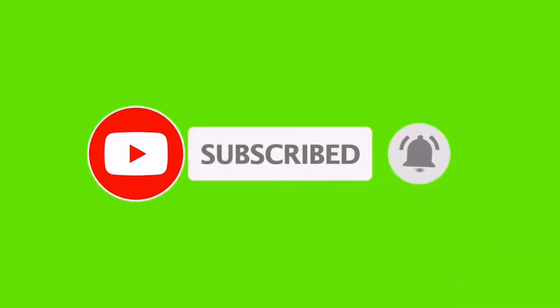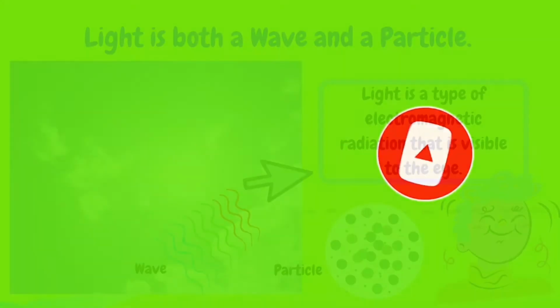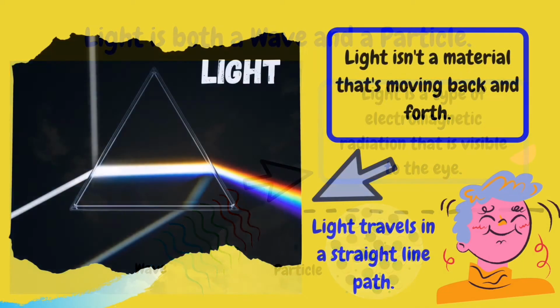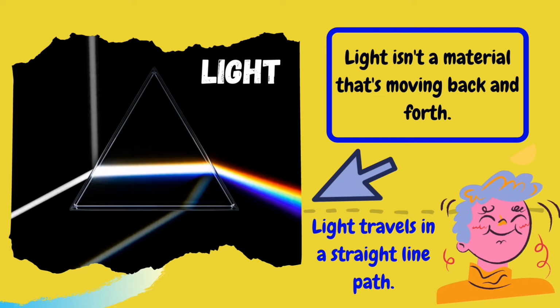Physics describes light as a type of electromagnetic radiation that is visible to the eye. It has the unique property that makes it both a wave and a stream of particles. These light particles are called photons. Then what does it mean for light to be a wave?